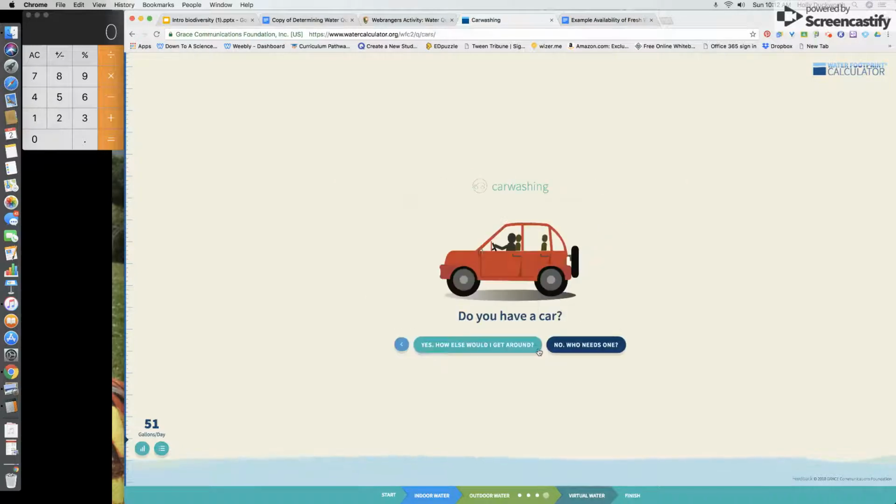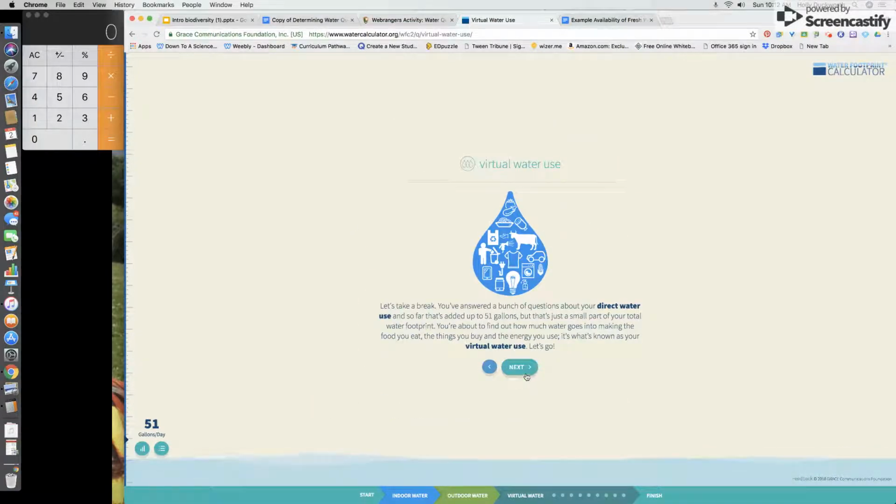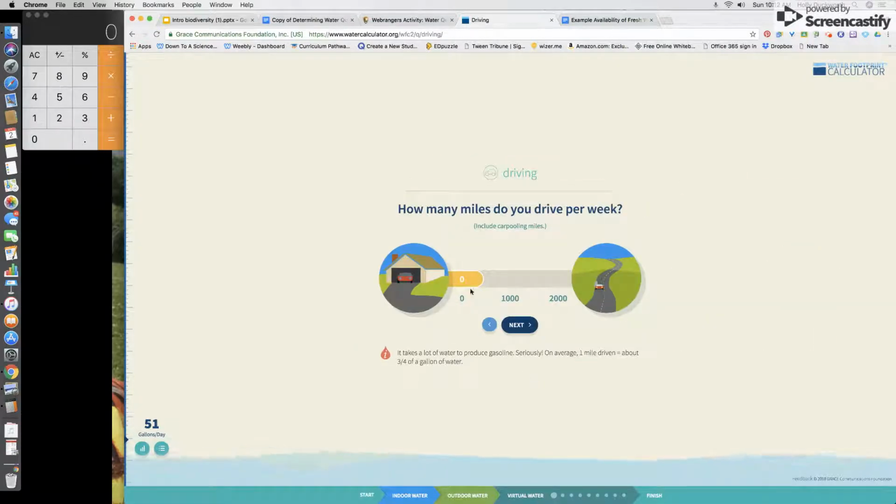No swimming pool. I do own a car. I don't wash my car. And then we get into the virtual water use. This is not direct use, it's indirect. And as I've told you before, I drive quite a bit. Here it tells you what water has to do with the consumption of gasoline. It says on average 1 mile driven takes about 3/4 of a gallon of water to produce gasoline.